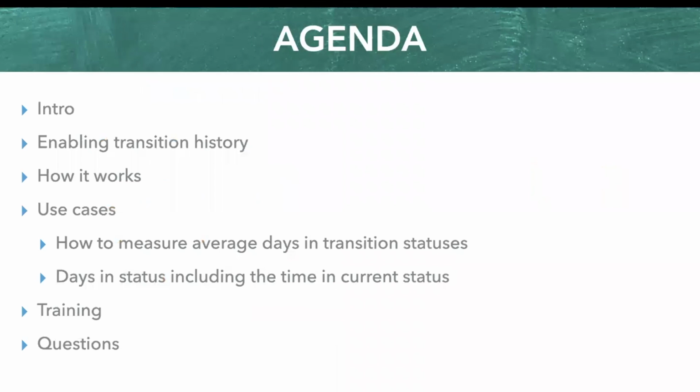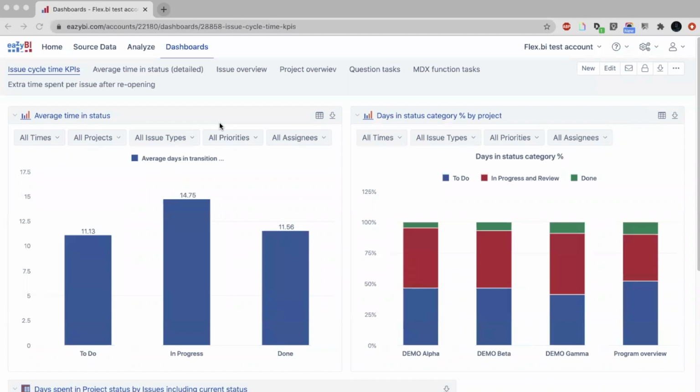Today's agenda is, first, we will talk about how to enable transition history so that you can start analyzing them in your account. Then we'll have a detailed look at how it works. And then we'll go over some use cases where I have prepared a dashboard here. And we will try to recreate this.